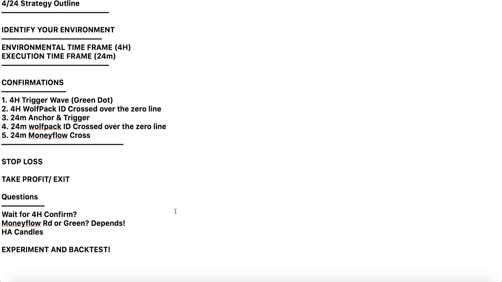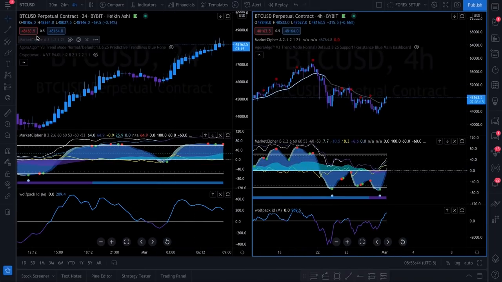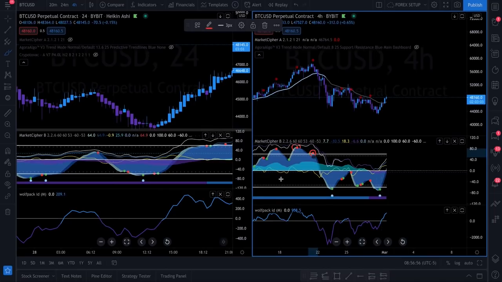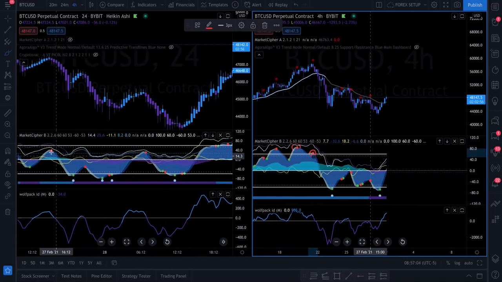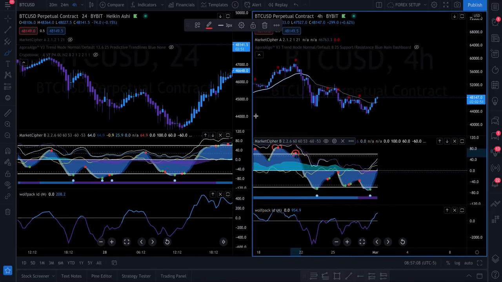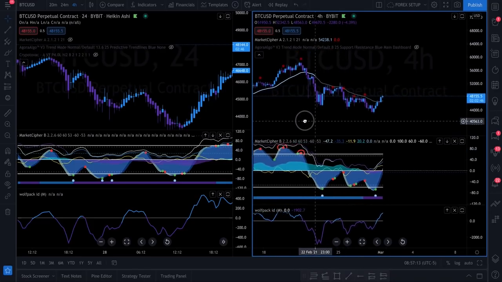Also, guys, the opposite of this strategy will work for shorting. So if you see a red dot anchor wave and a red dot trigger wave, and then you come over to Market Cipher B and you see the wolf pack cross over into the purple, and then you come to the 24-minute chart and you see a red anchor wave, a red trigger wave, and the wolf pack crosses into the purple, you could short that. Just be careful, guys, shorting. Like I said, you don't want to end up with your shorts around your ankles.